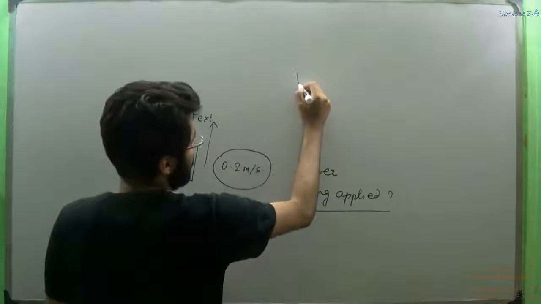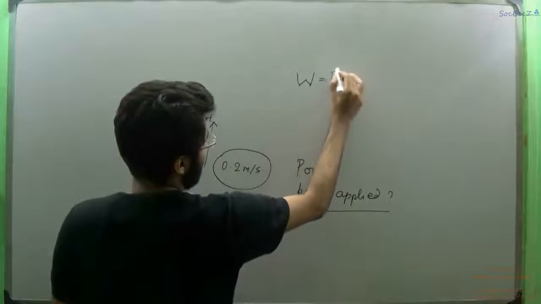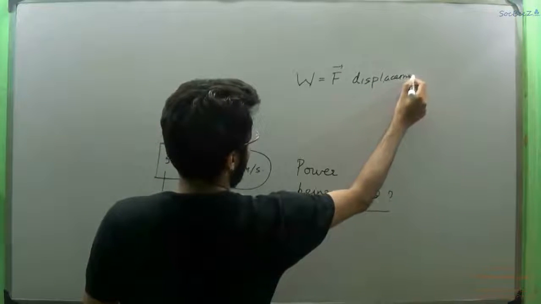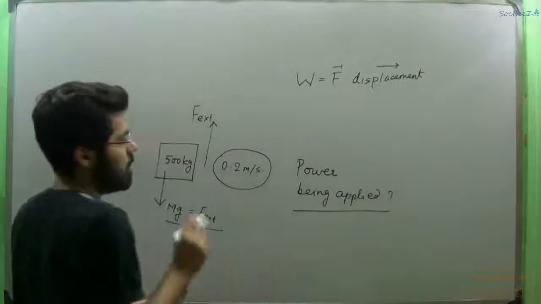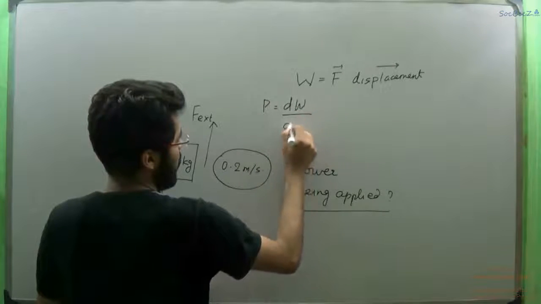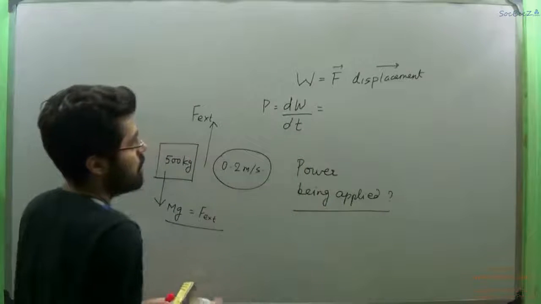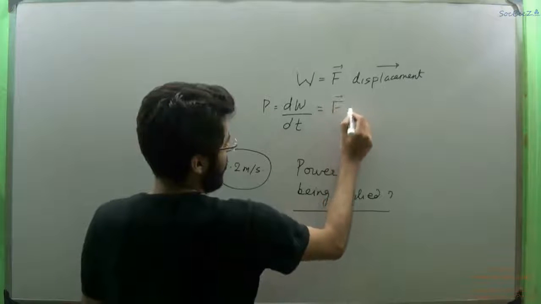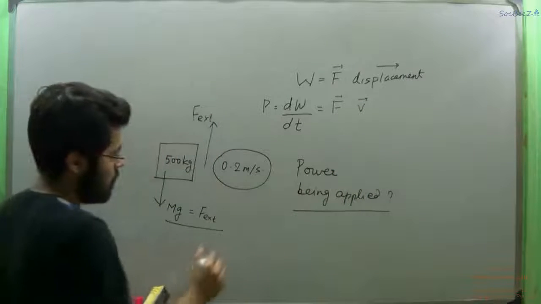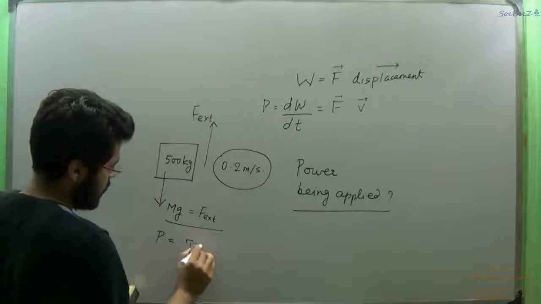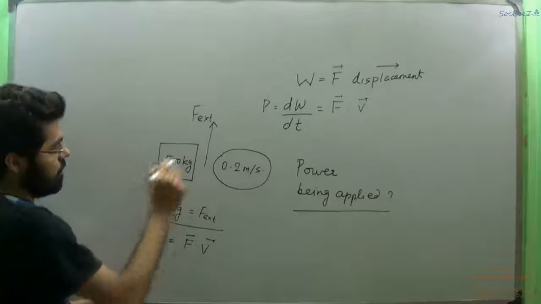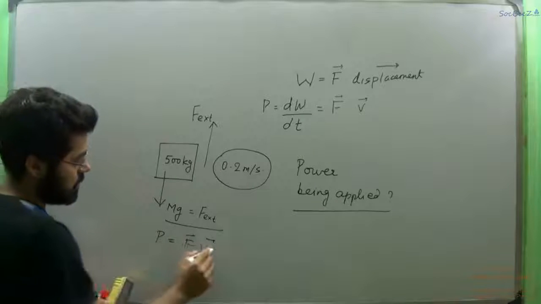We have read that work is equal to force dot displacement. And power we have read is the rate of change of work. It means power is nothing but dW by dt. So if the force is constant, suppose, then the derivative of displacement with respect to time is what? Simply velocity. So your power becomes force into velocity. Now the object has to be lifted in the upward direction, and the external force is also in the upward direction, so cos 0 is 1.